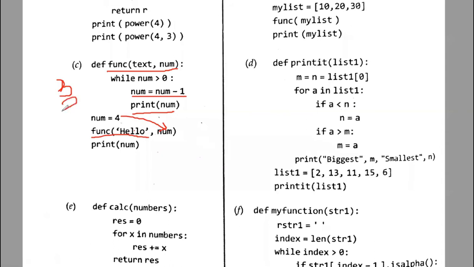Yes, so 2 will be printed. After printing 1, it is also going to print 0. Then only it is going to check whether 0 is greater than 0. That will not be true, so it will come out of the loop, and it is going to come back to the main function at this place, and it is again going to print num, which is 4. Here, because I didn't declare that it is a global num, the changed value will not get reflected.